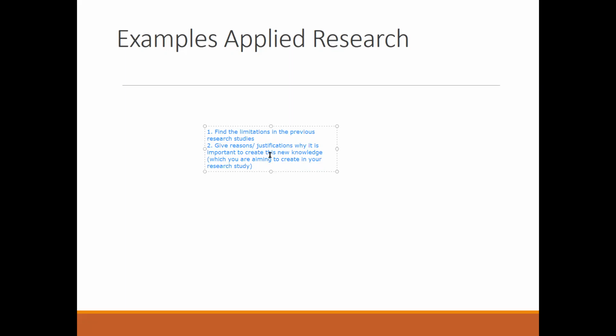So first of all, you need to find the limitations in the previous study, and give reasons and justifications why it is important to create this new knowledge which you are aiming to create in your study. And then you give reasons, you give justifications that why your study is important for readers, for industry, for researchers. You need to give answers to these three questions.